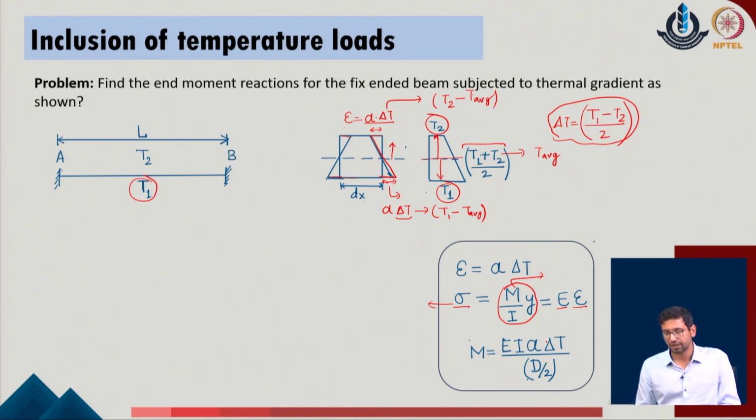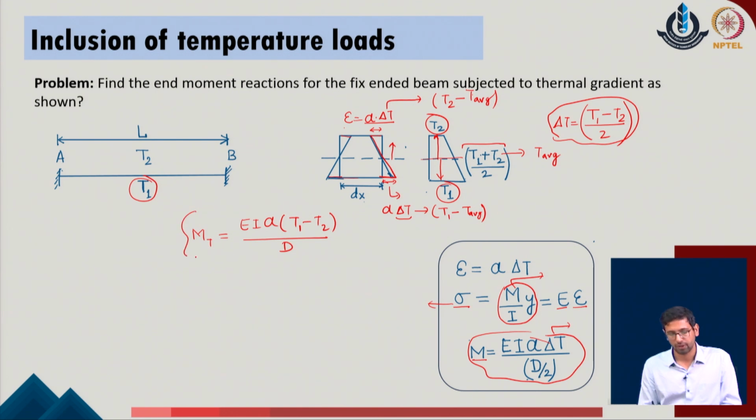Using this expression, with respect to the far ends where the strain values have been identified, we evaluate the moment as EI alpha delta t upon d by 2. Considering delta t as the T1 minus T2 by 2 expression, I can write M of t, the moment due to the thermal profile, as EI alpha (T1 minus T2) upon d. The half factor from both the delta t fraction as well as the d by 2 fraction can be cancelled out.